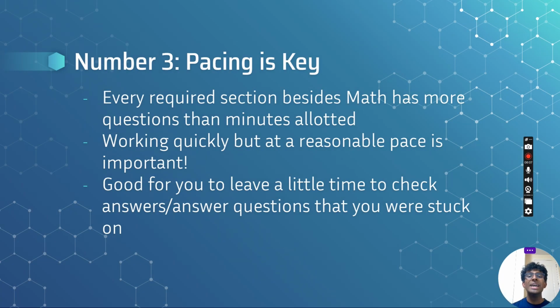All right, number 3, pacing is key, right? Like I mentioned numerous times earlier, every section besides math has more questions than minutes allotted. And for math, technically it's 1 minute per question, 1 question per minute. It's important to work quickly, but at a reasonable pace. You don't want to go too fast because then you're going to start missing easy questions and it's not going to help you get a good score.